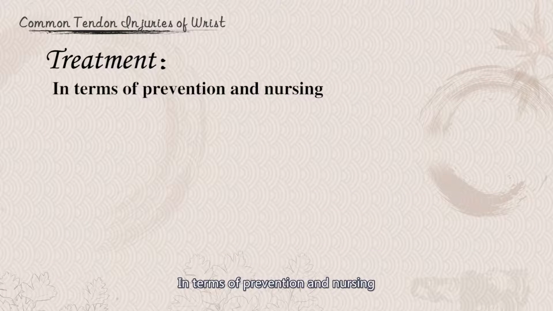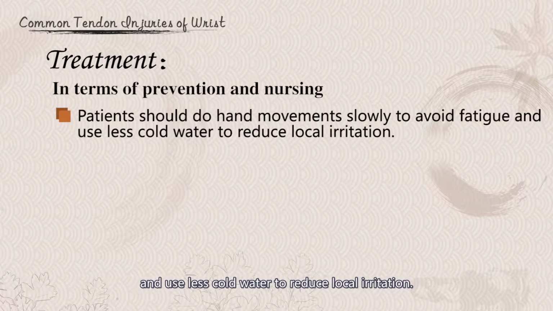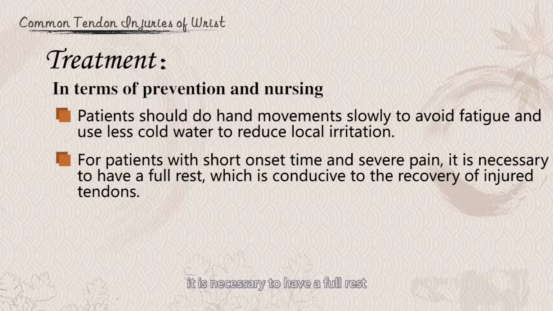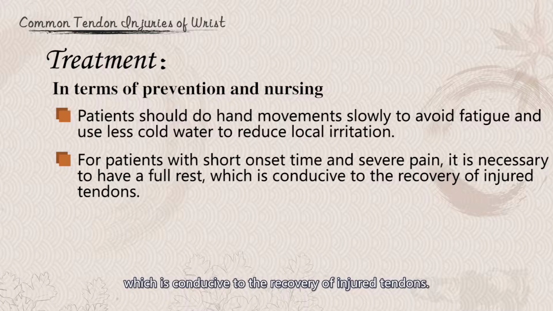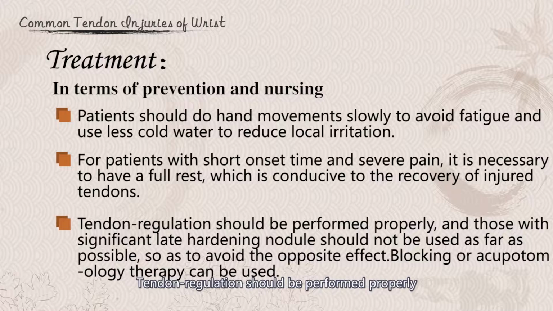In terms of prevention and nursing, patients should do hand movements slowly to avoid fatigue and use less cold water to reduce local irritation. For patients with short onset time and severe pain, it is necessary to have a full rest, which is conducive to the recovery of injured tendons. Tendon regulation should be performed properly, and rough manipulation on a significantly hardened nodule should be avoided as far as possible, so as to avoid the opposite effect. Blocking or acupotomy therapy can be used.